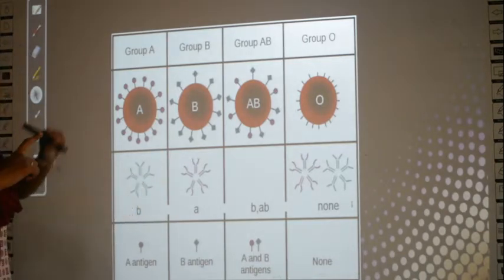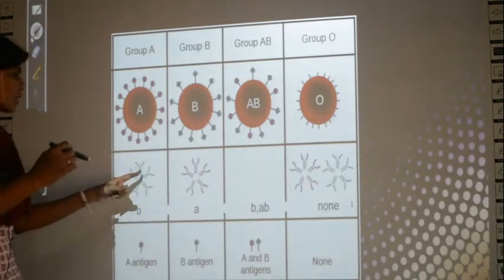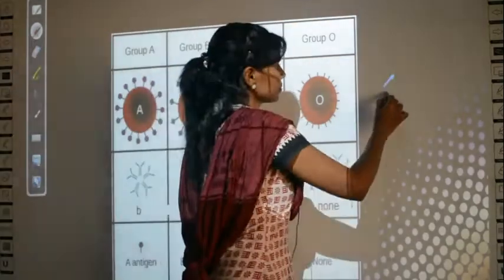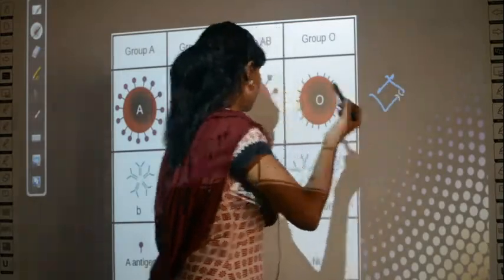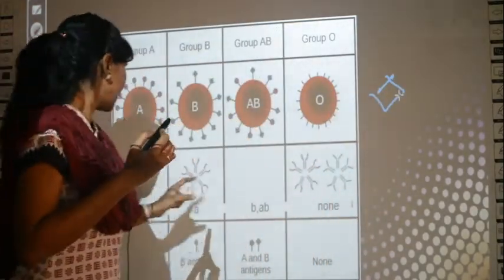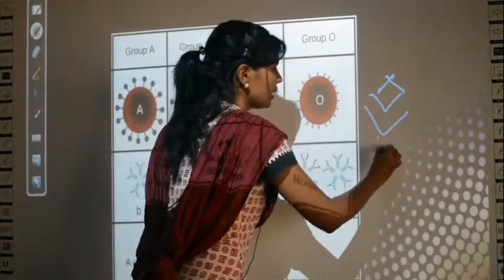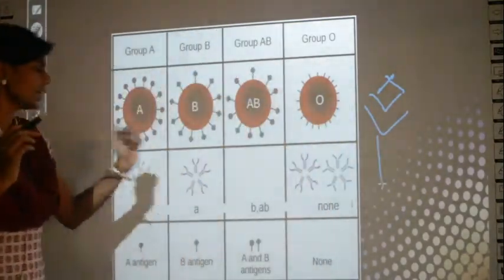How can you interpret this structure? This structure can fit with this. See, if this is the shape of the antigen, the antibody's shape is like this. It will be like a lock and key method. It will exactly fit.